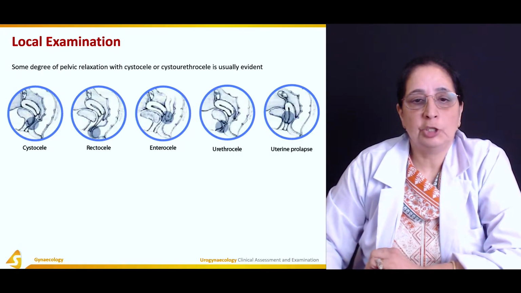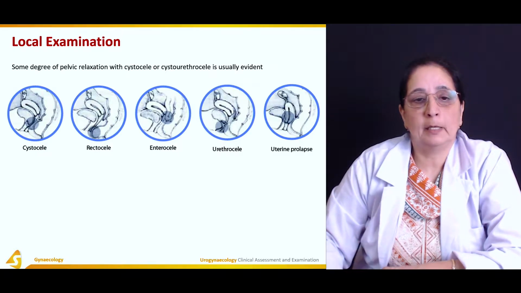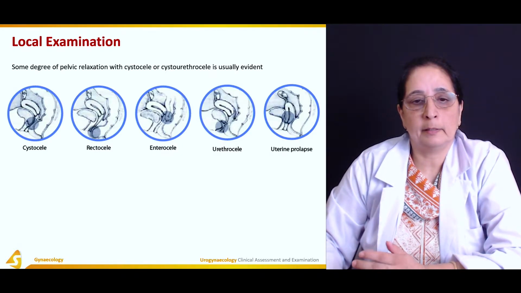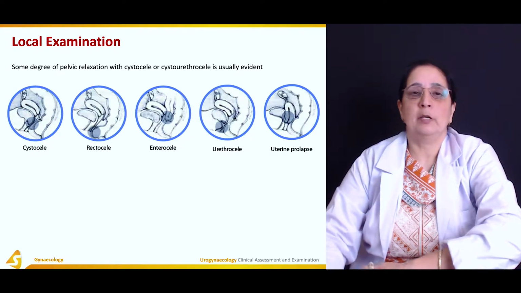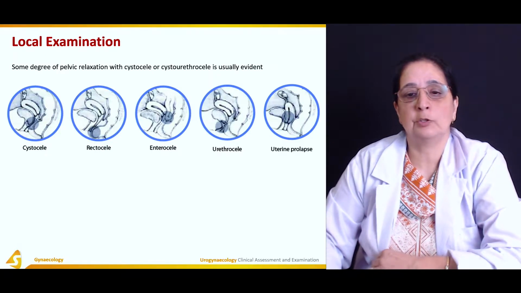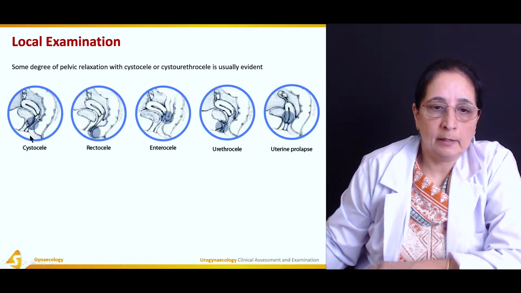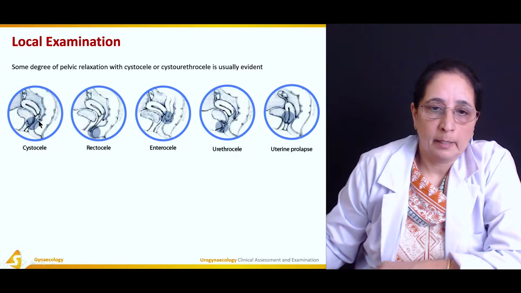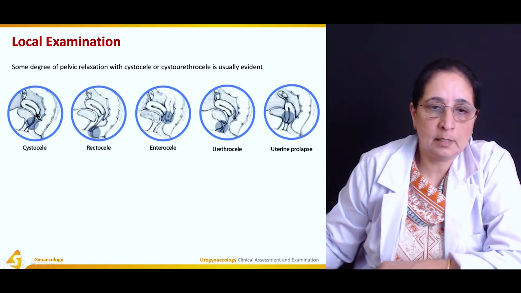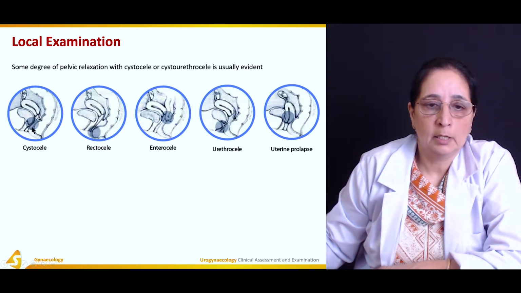In the local examination, usually in pelvic relaxation, some degree of cystocele or cystourethrocele is usually evident. The cystocele is the bulging of the bladder into the vagina. Here, if you see in this diagram, there is bulging near the cervix, opening of the cervix.